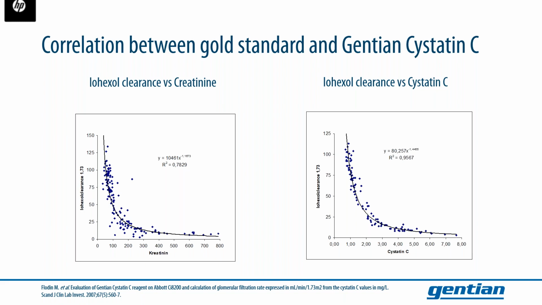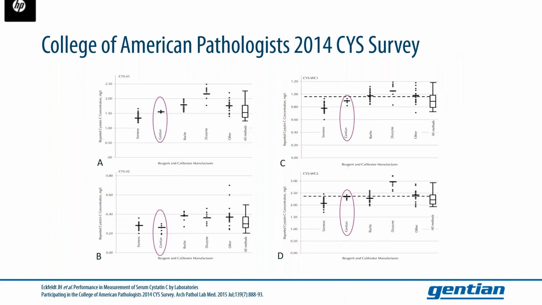So how does the Gentian Cystatin C compare to other cystatin C assays available on the market? In 2014, the American Pathologists carried out a CYST survey, and this was published in 2015 by Eckfeldt et al. They sent out 4 samples, A, B, C, and D, with various cystatin C concentrations, and that concentration you can see on the x-axis.